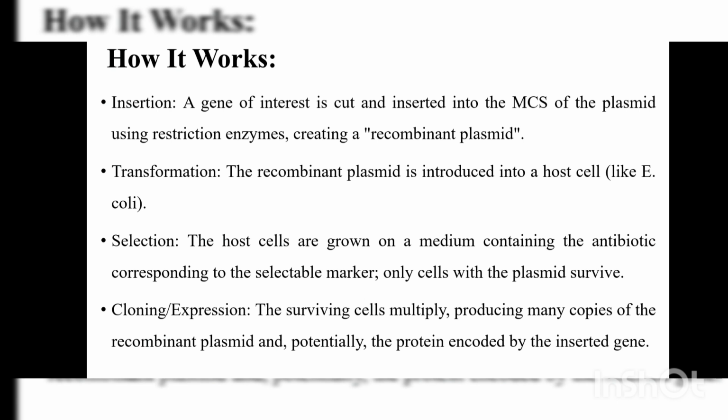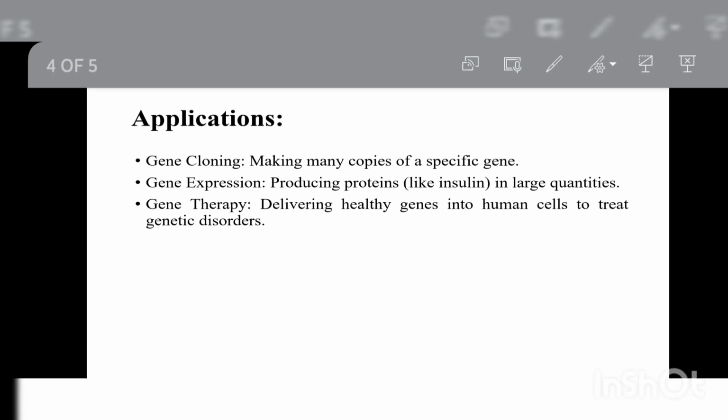Next is selection. The host cells are grown on a medium containing antibiotic corresponding to selectable marker. Only cells with plasmid, that means having a gene of antibiotic resistance, can survive. So only cells with that plasmid can survive because plasmid has antibiotic resistance gene. The surviving cells multiply, producing many copies of recombinant plasmid and potentially the protein encoded by the inserted gene.